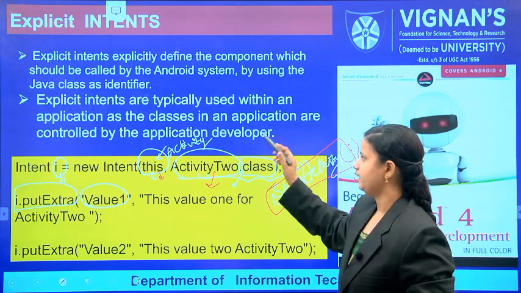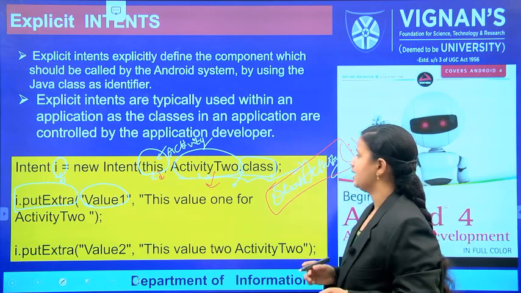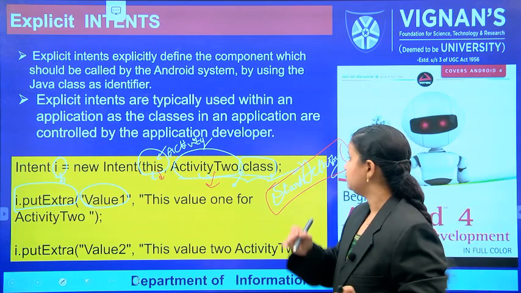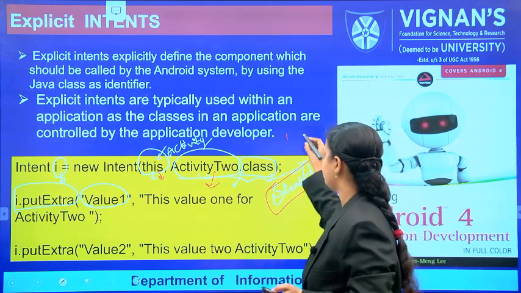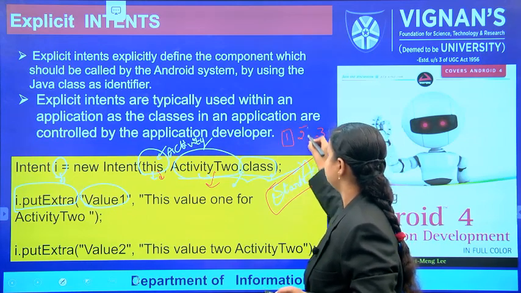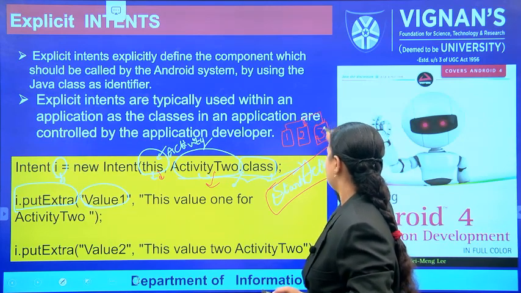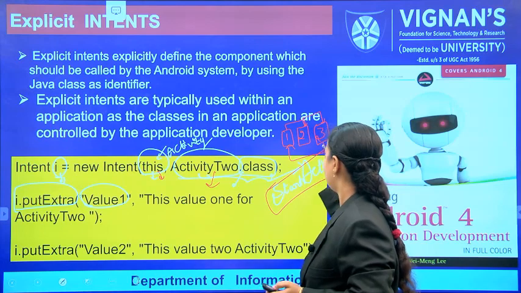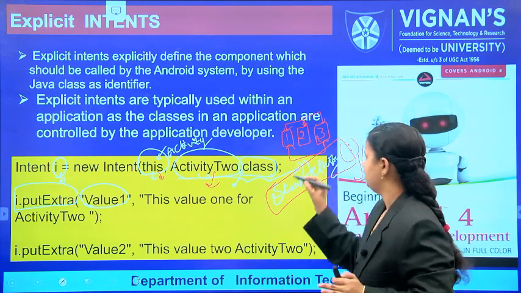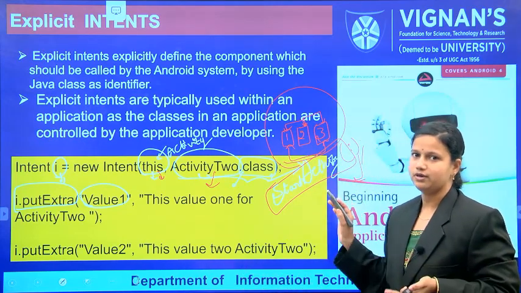And explicit intents are typically used within an application, as the classes in the application are controlled by the application developer. That means if your application has 1, 2, 3 activities, we have to navigate from 1 to 2 and 2 to 3 or 3 to 1 or vice versa. We only navigate within your application space.